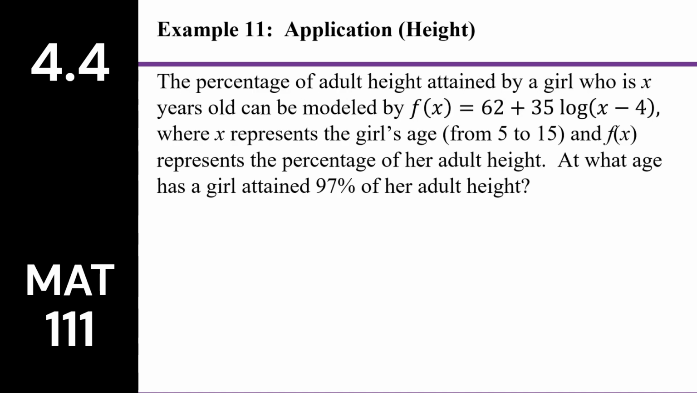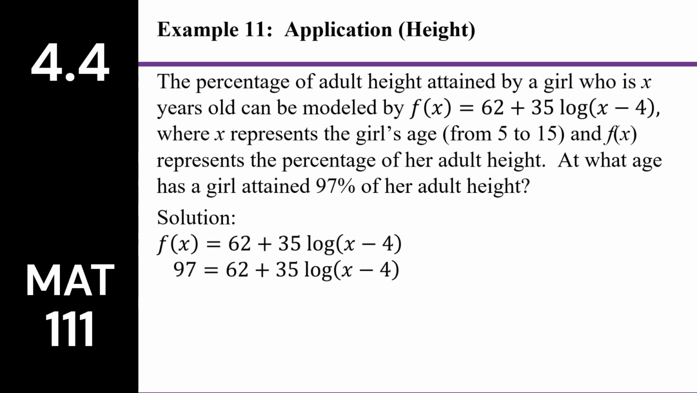Let's look at another application problem. The percentage of adult height attained by a girl who is x years old can be modeled by this logarithmic function. At what age has a girl attained 97% of her adult height? To solve this equation, we don't know the x to substitute in. We know the f of x value is 97. So now we have to find x. This is a logarithmic equation, so we have to isolate the log. So the first thing we'll do is subtract 62 from both sides, and then we divide both sides by 35.